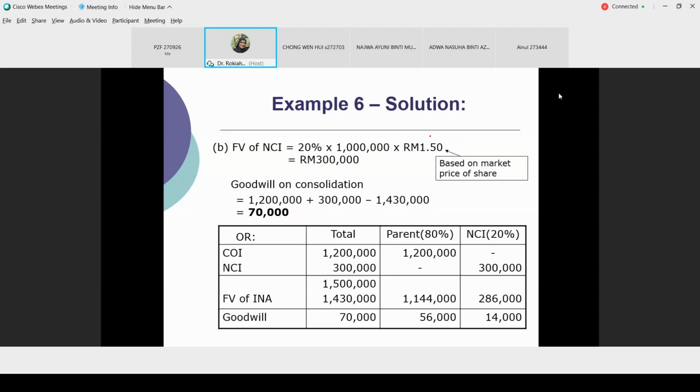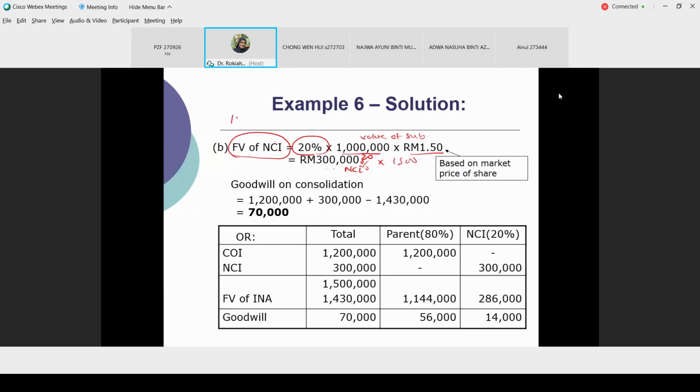Okay, for the NCI here, the method that we are using is the fair value method. The fair value method is calculated based on the value of Garuda, the value of the subsidiary. The share capital here is 1 million, and the market value here is 1 ringgit and 50 sen. So you're going to have 1.5 million. So 1.5 million needs to be multiplied by the percentage of NCI, which is 20%. So 20% times 1.5 is 300,000. So 300,000 is the value of the NCI.